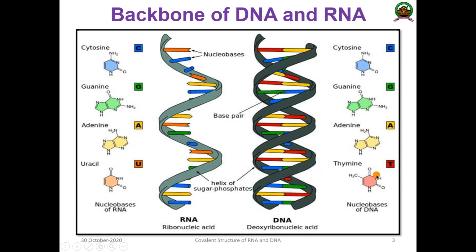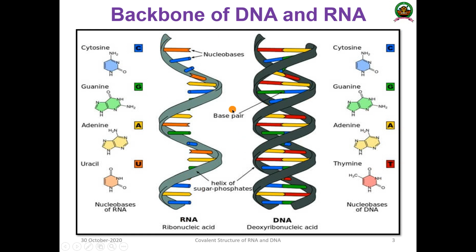That is A, T, G, C. But in the case of RNA, which is single stranded, the major nitrogenous bases in the structure are cytosine, guanine, adenine and uracil. Instead of thymine, in the case of RNA, it is uracil. Here it is A, U, G, C, whereas in DNA it is A, T, G, C. Now, how are these backbones stabilized?